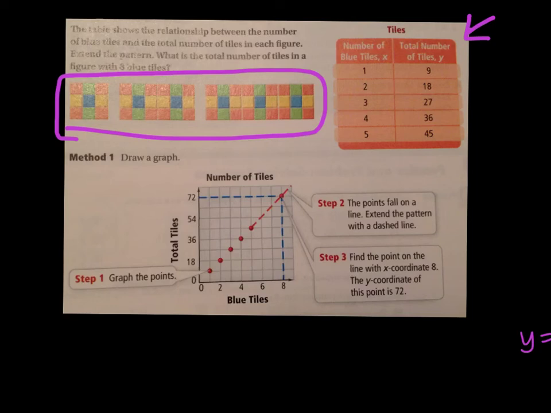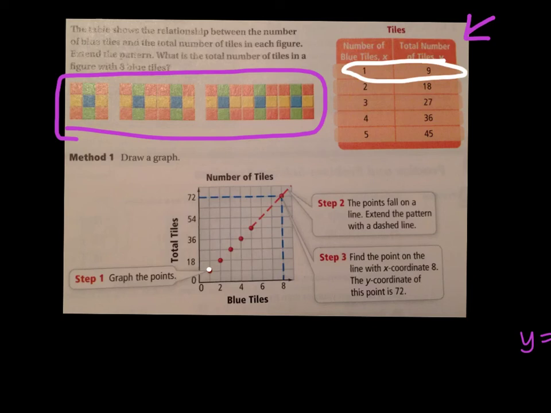Once you've made that table, you can transfer those points. So here we have (1, 9), so I'm going to plot it at (1, 9), which you can see is the first dot on the graph right there. And then you just keep going down.